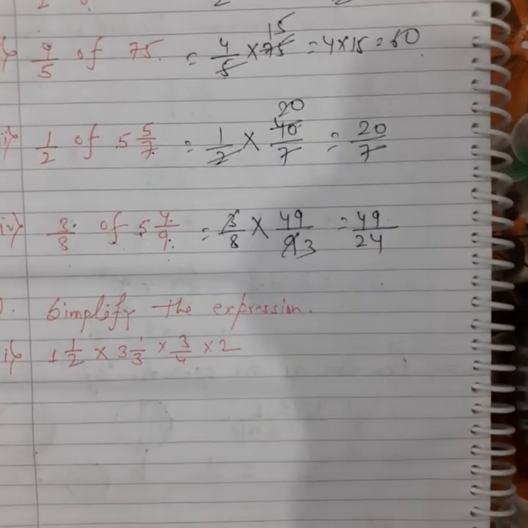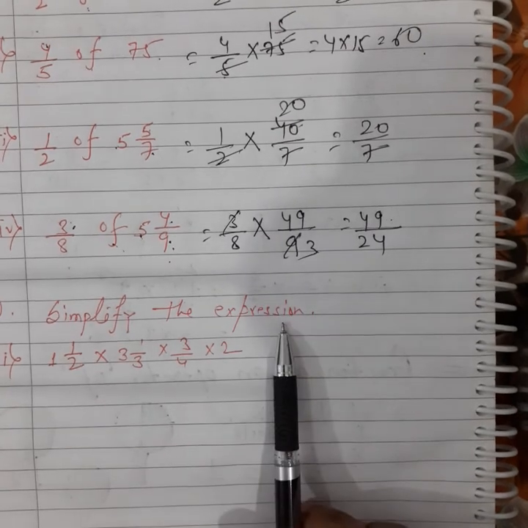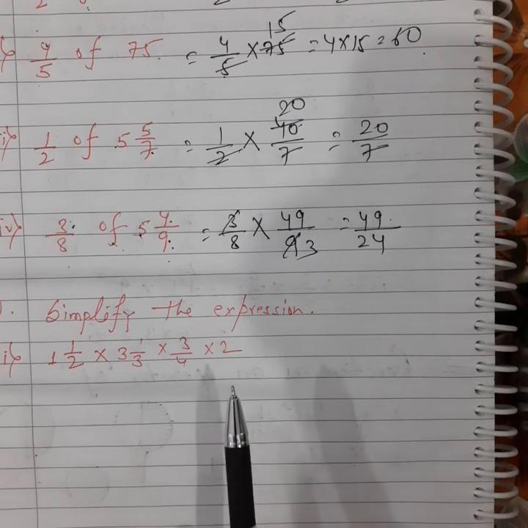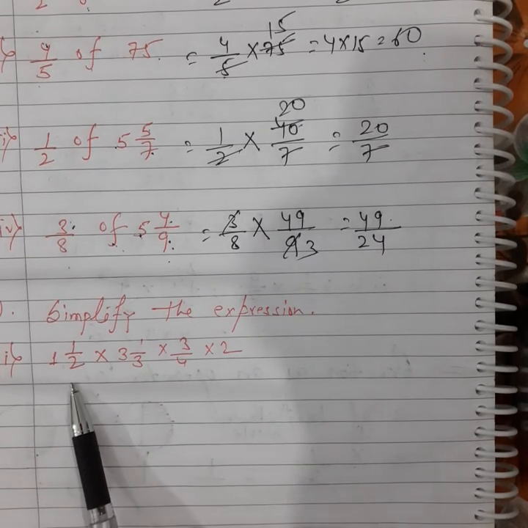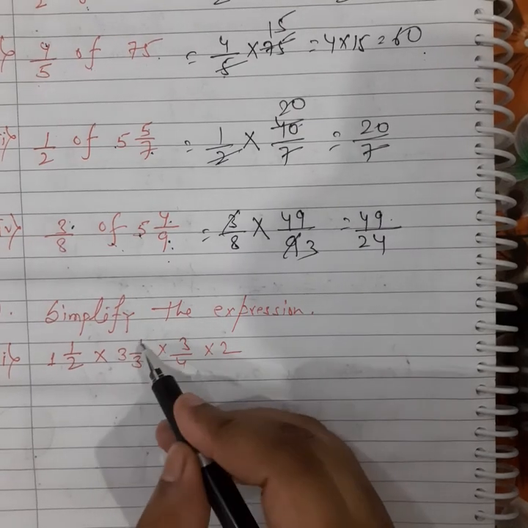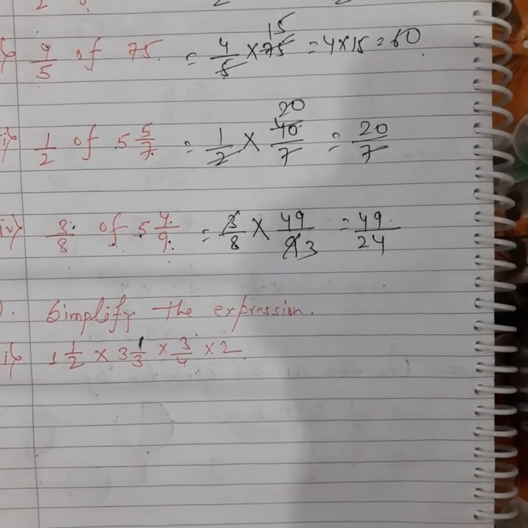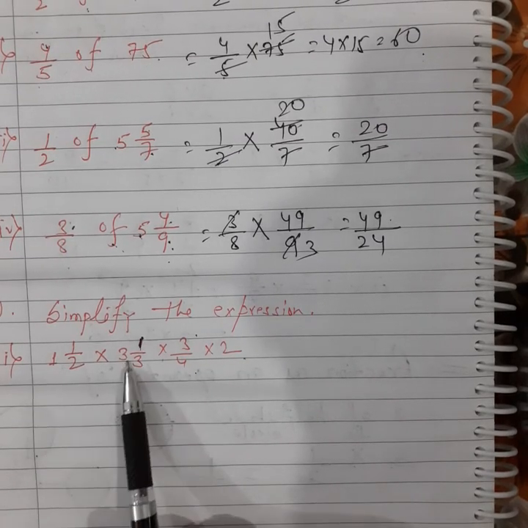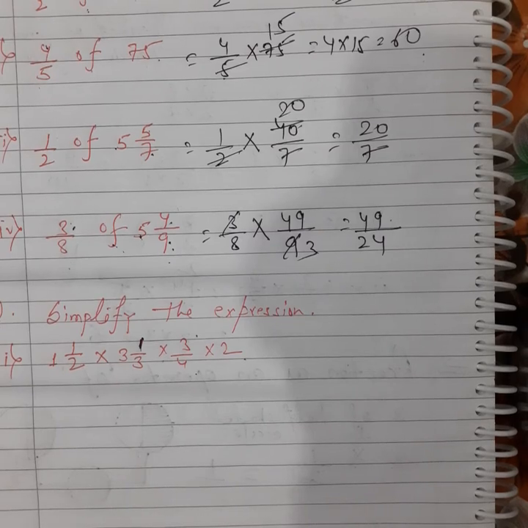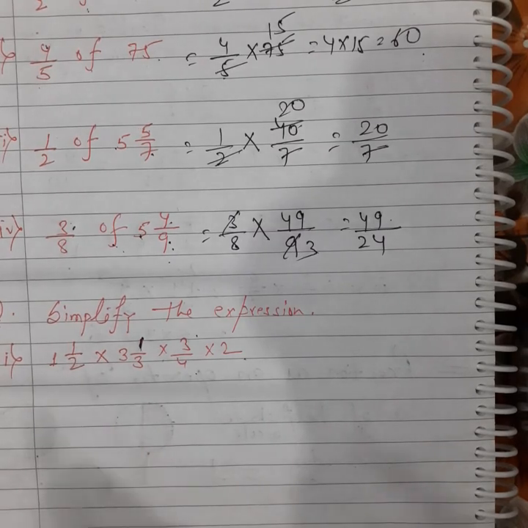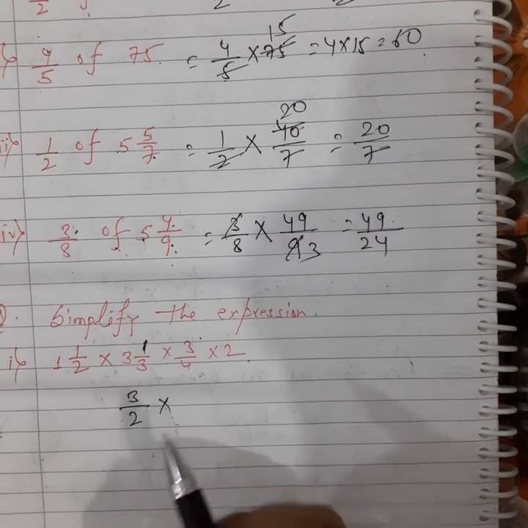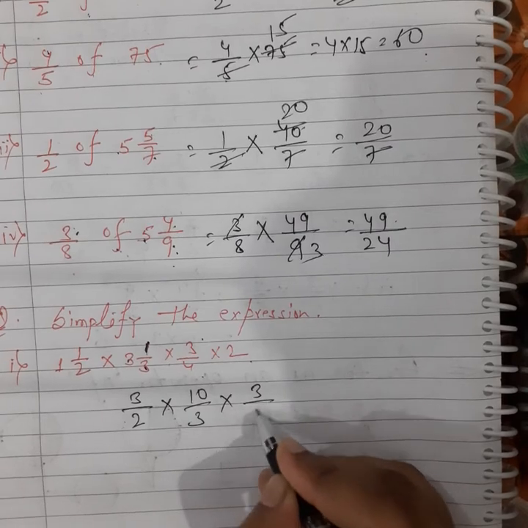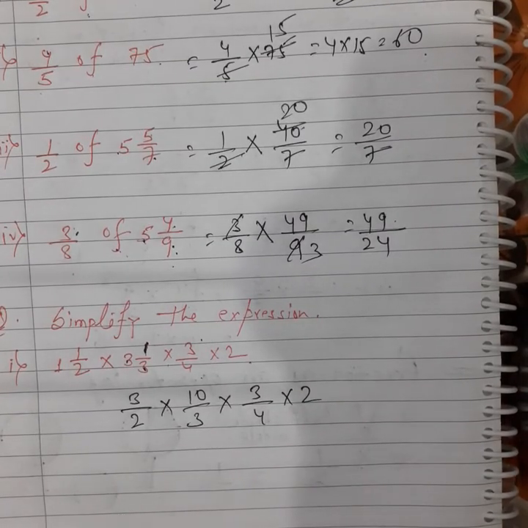Student, here we are going to solve one question, that is simplify the expression. We have here one expression, we have to simplify this expression. 1 whole 1 by 2 multiplied with 3 whole 1 by 3 into 3 by 4 into 1 into 2. What do we do first? First we change all the mixed fractions into improper fractions. 2 ones are 2 plus 1, it becomes 3 by 2 into 3 threes are 9 plus 1, 10 by 3 into 3 by 4 into 2.